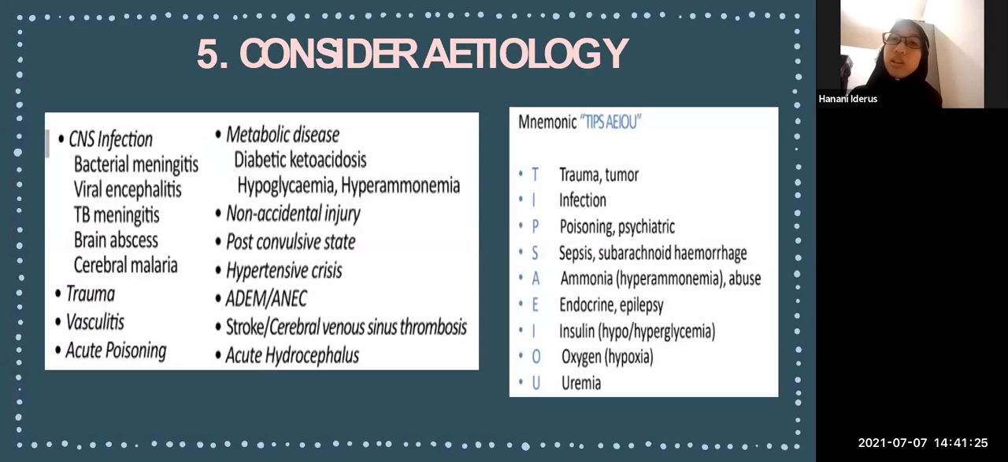So next is on the etiology. There are actually many causes of altered consciousness. The one on the left is actually the list in the fixed protocol. The important ones are all the CNS infections, including meningitis and brain abscess, and also trauma, vasculitis, acute poisoning, and metabolic disease. In all cases, it's important for us to consider non-accidental injury. And then it can also be due to ADEM, stroke and hydrocephalus.